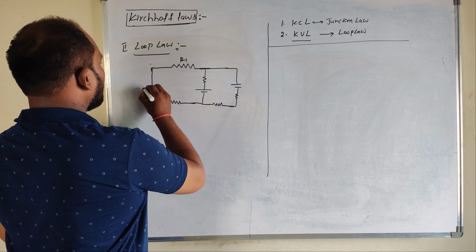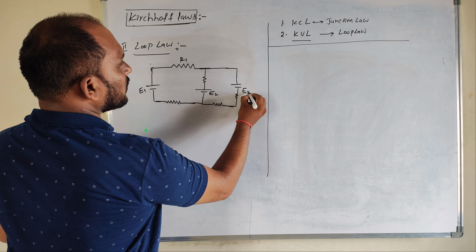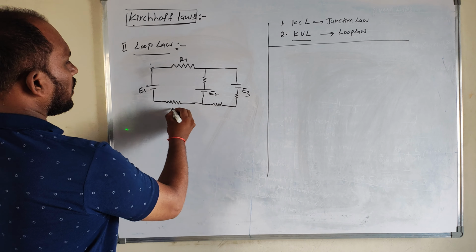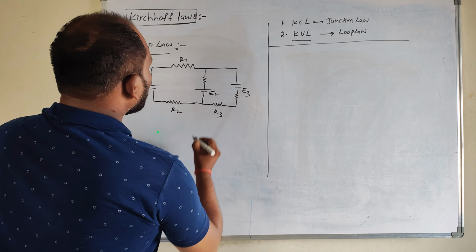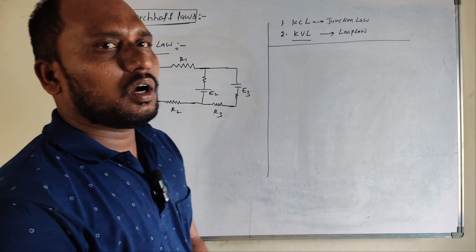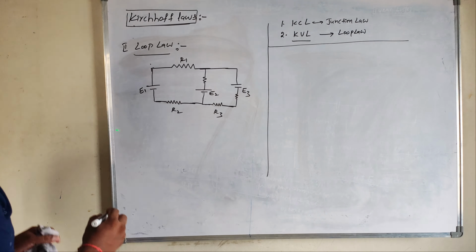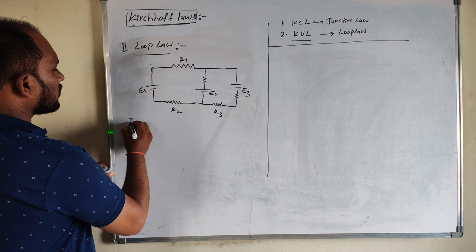Let us say this is R1, E1. This battery is E2 and this battery is E3. Let us say R2 and R2. So I have to implement the loop law. When you implement the loop law, we have to remember four things. What is the first thing?